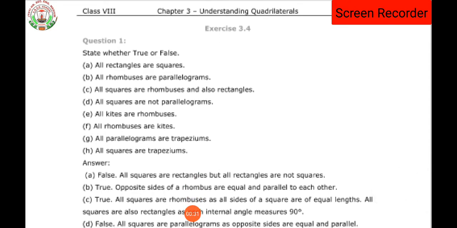So here what you have to do is state whether each is a false statement or a true statement, with a reason. First, part A of question number 1: all rectangles are squares. So what will be the answer? No, all rectangles are not squares. It is a false statement. Why is it a false statement? Because all squares are rectangles but all rectangles are not squares.